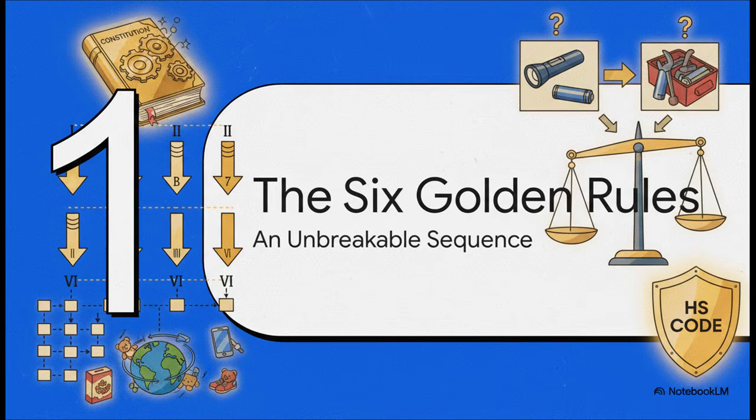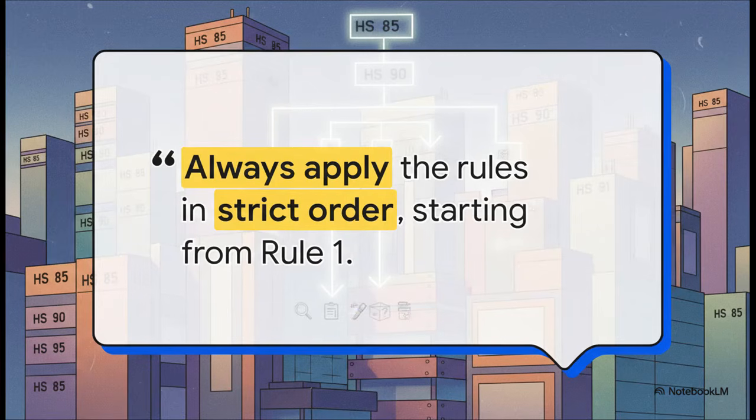The most important thing to know about these rules, the absolute #1 principle, is that you cannot skip steps. It's not a menu you can pick and choose from. It's a ladder you have to climb one rung at a time. This is it. This is the absolute core principle. You have to apply these rules in strict order. You start with Rule 1. If it gives you an answer, you are done. You stop. If and only if it doesn't, you move to Rule 2.